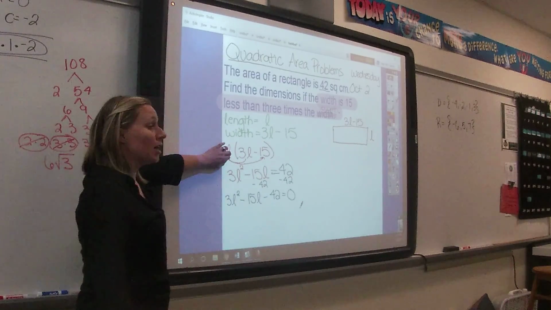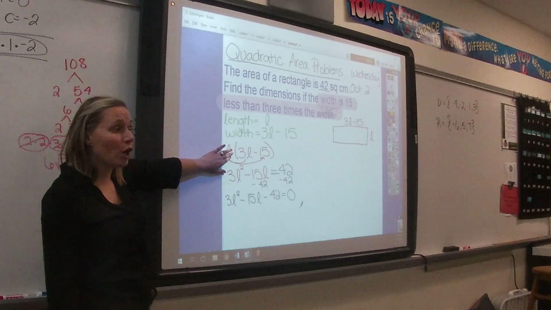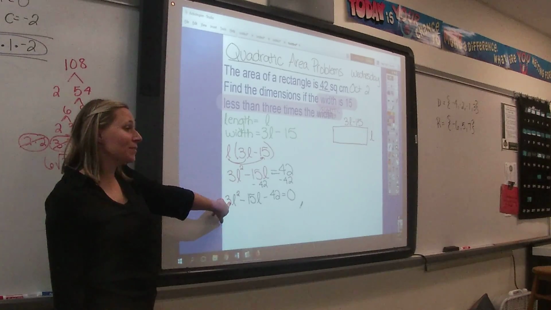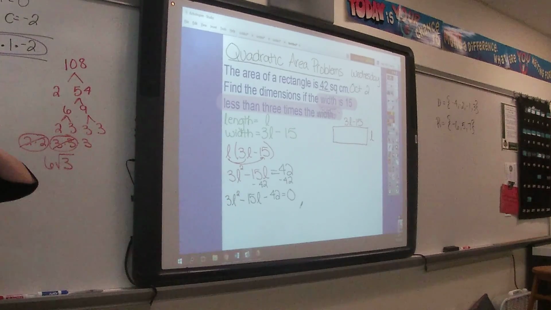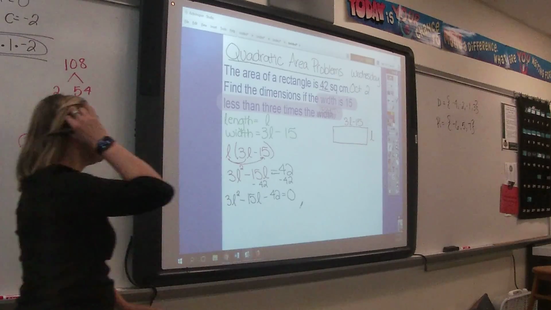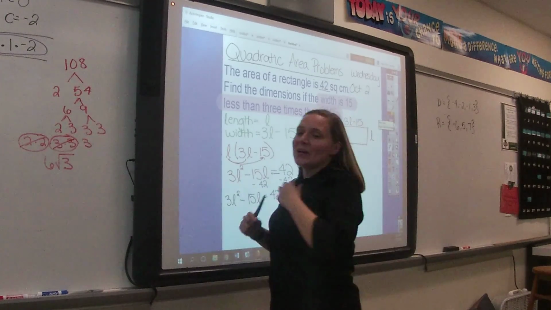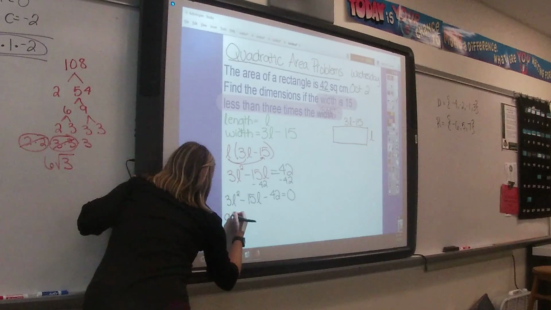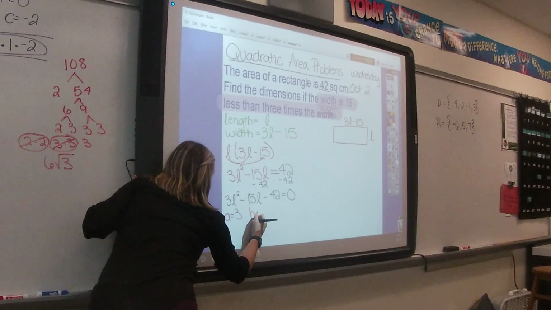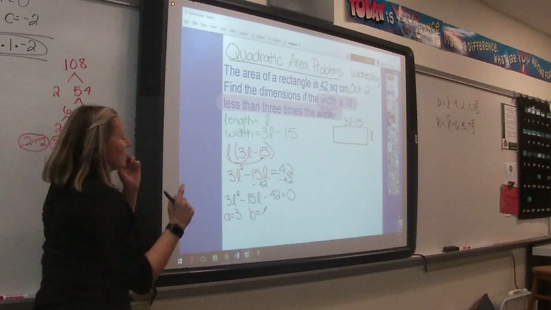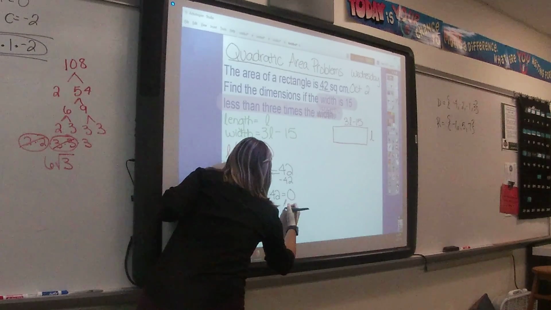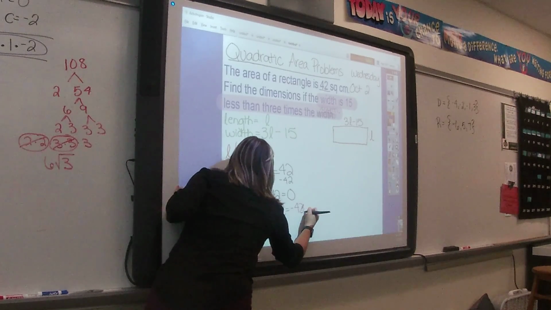So now we've done our properties with exponents and polynomials, and now we can solve this with the quadratic formula. So what does A equal? 3. What does B equal? Negative 15. And C is negative 42.